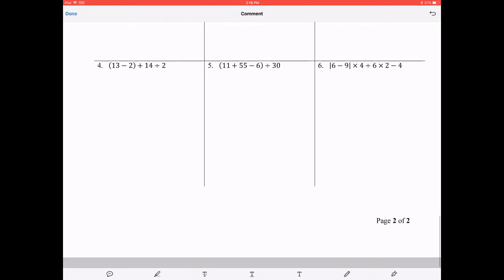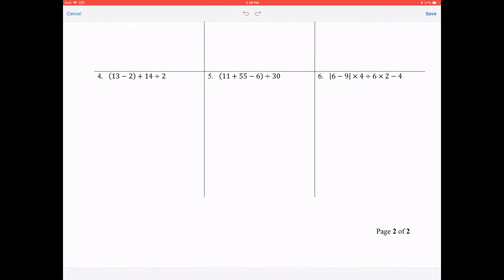So now I'm going to scroll up and work the last three questions. So I'm starting here. 13 minus 2 is 11 plus 14 divided by 2. 11 plus 7 gives me 18. I'm going to start in the parentheses. So this gives me 66 minus 6 divided by 30. So this is 60 divided by 30. And I almost oops again by not writing the 0, gives me 2.